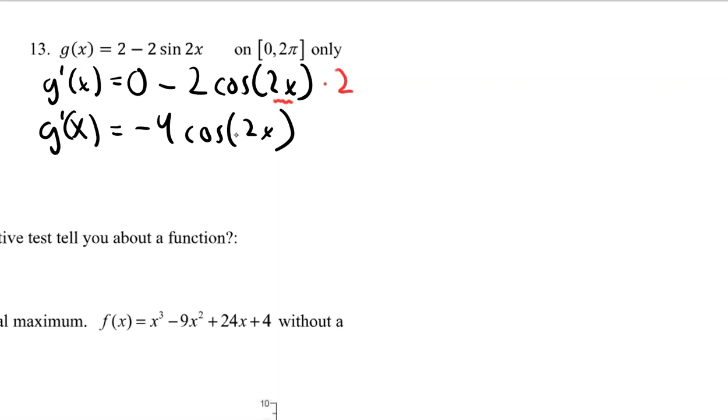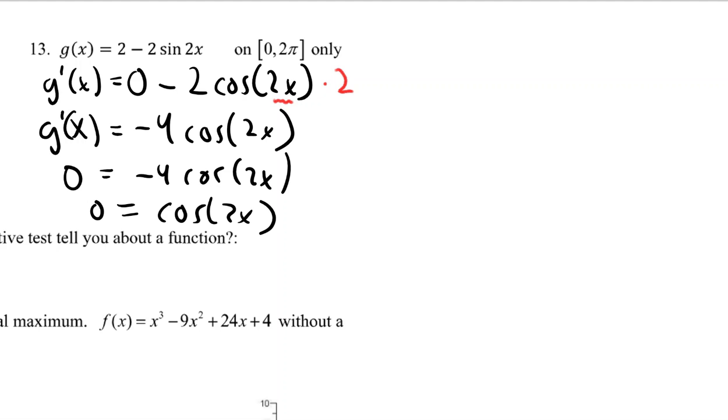Okay, this is never undefined. Cosine's never undefined. If you think about the unit circle, cosine always exists. So the only way you would have critical numbers is if this equaled 0. So set it equal to 0. Divide both sides by -4. You get down to this.